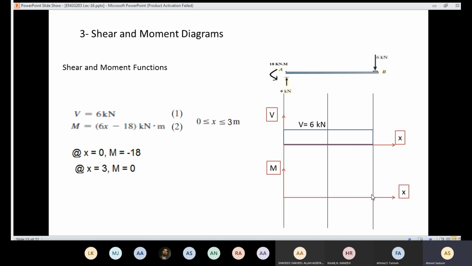Then I'm going to connect this point with that point. So here I have minus 18 kilonewton meter. Since it's down, it means it's a minus value. Okay. Do you have any questions about that problem here?